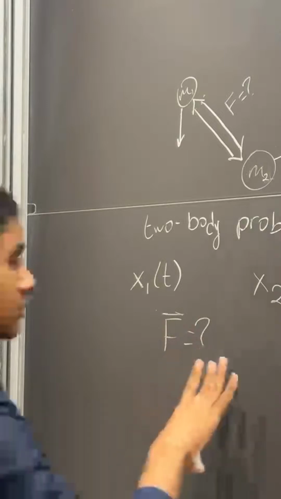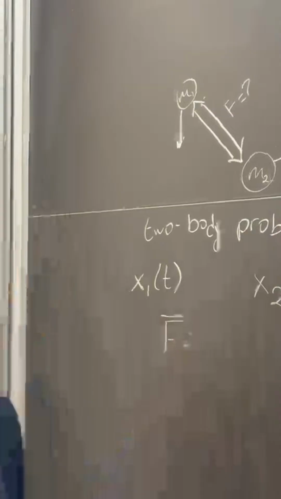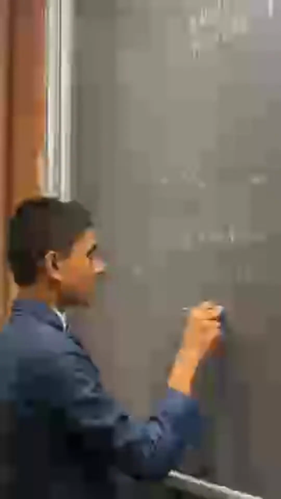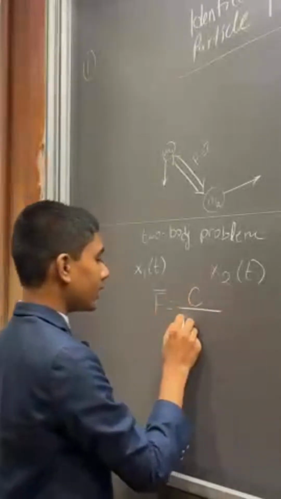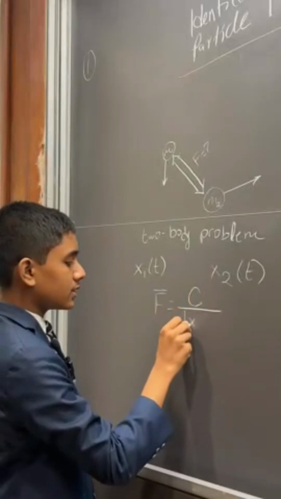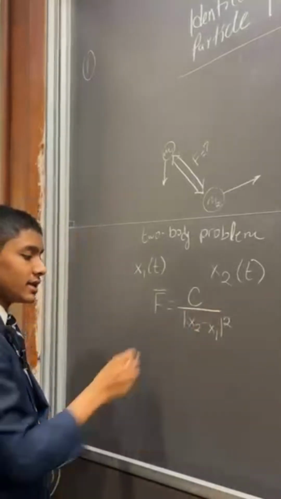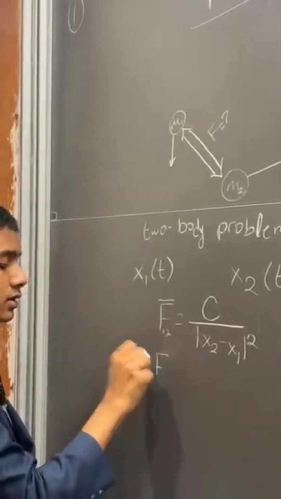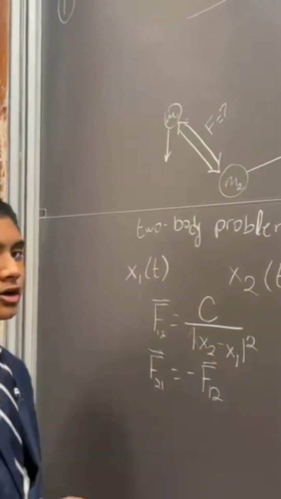Well, in the gravitational case, of course, this in reality depends on what force we're using, but let's just say it's the gravitational force. This force is just C divided by the magnitude of x2 minus x1 squared. Actually, that's the force of 1 on 2. The force in the opposite direction is just the negative version. Newton's third law and all that.